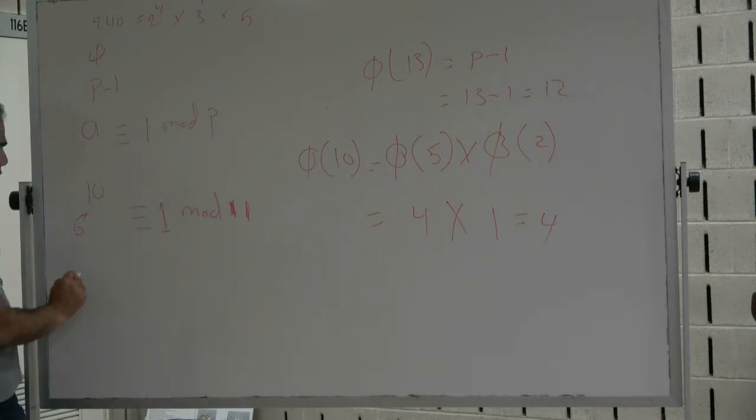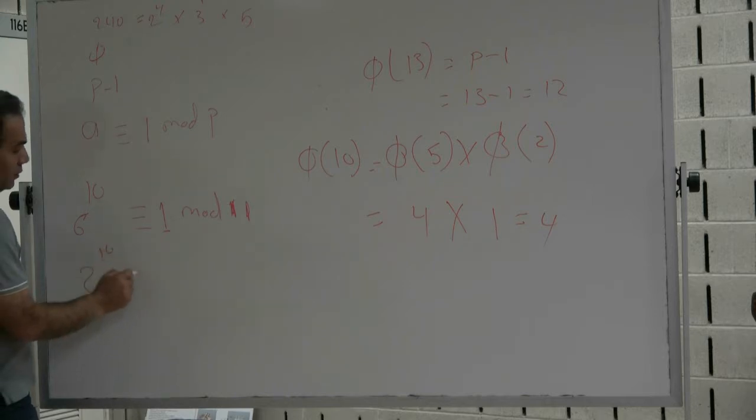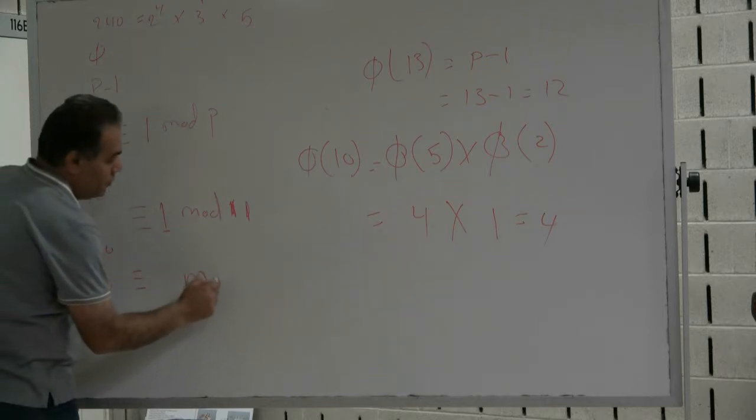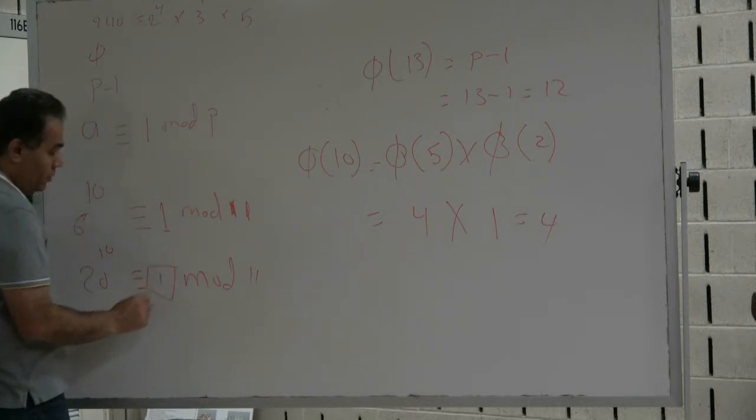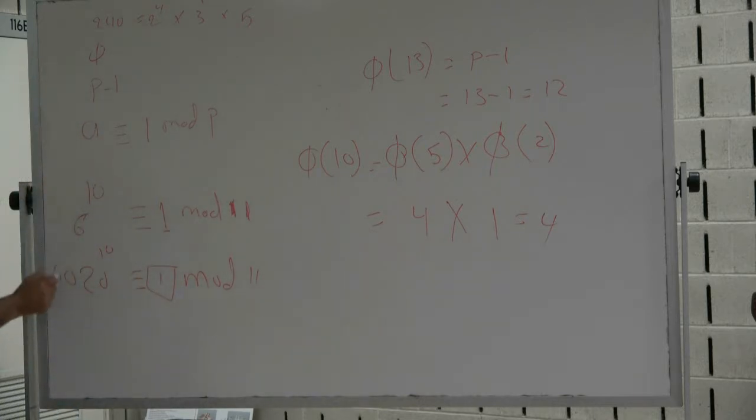Say we have 20 to the power 10 mod 11. What will the output be? 1. What about a number like this? The output is still 1. It doesn't make a difference, so you don't have to tire yourself calculating the modulus. Clear? Let's take the next example.